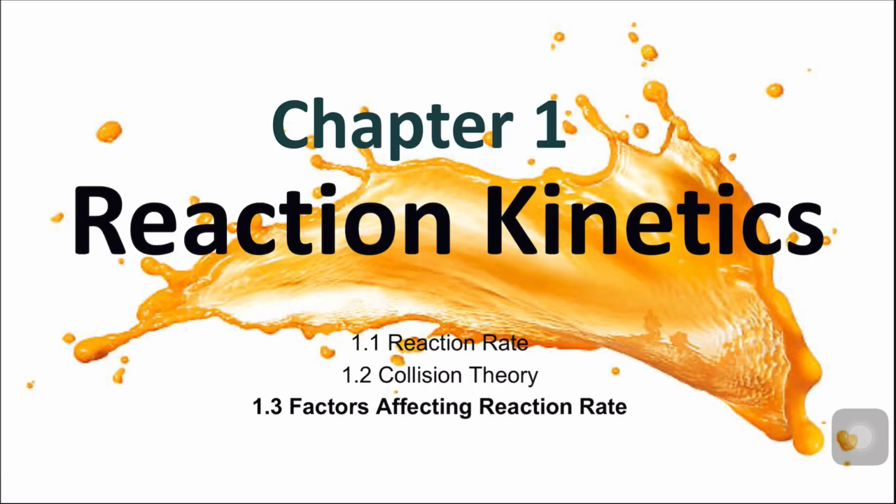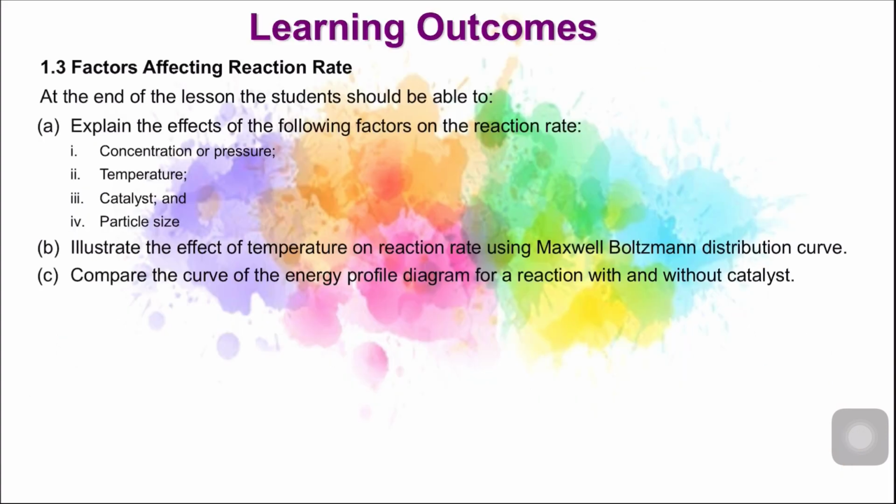Assalamualaikum. Hi guys. Let's continue with our last subtopic for this chapter, which is factors affecting reaction rate. In this video, we are going to learn how to explain the effects of these following factors on the reaction rate. And we should know how to illustrate the effect of temperature on reaction rate by using Maxwell-Boltzmann distribution curve. And you also need to know how to compare the curve of energy profile diagram for a reaction with or without catalyst. Let's go one by one.